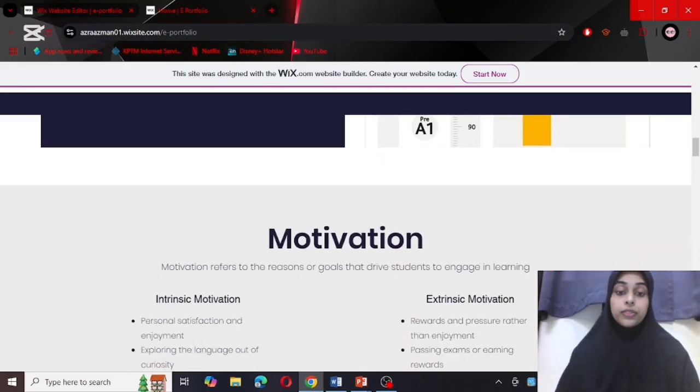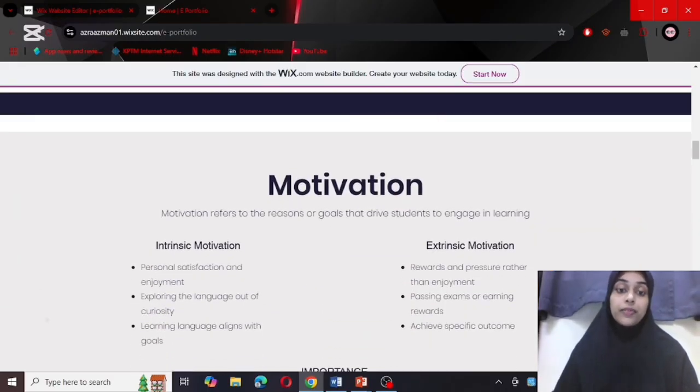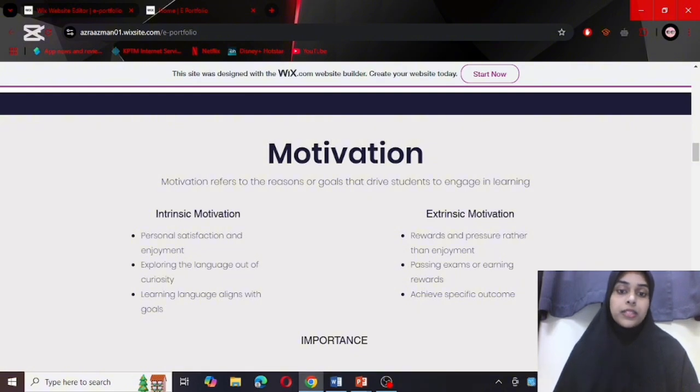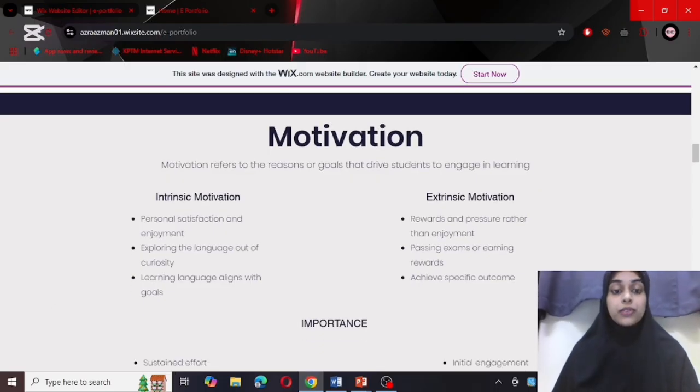Moving on to the next crucial element of learning, which is motivation. Motivation is all about what drives students to engage with their lessons and continue to learn. Without it, even the best curriculum, teacher, or teaching methods can fall short. There are two main types of motivation. As you can see here, they are intrinsic motivation and extrinsic motivation.